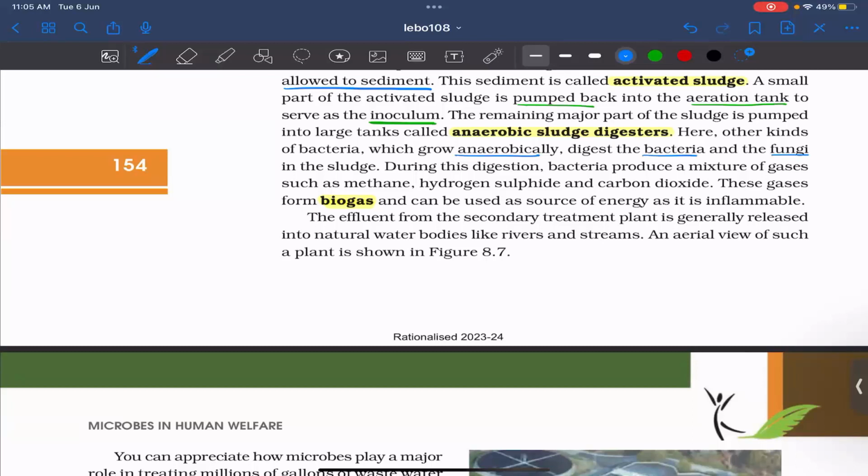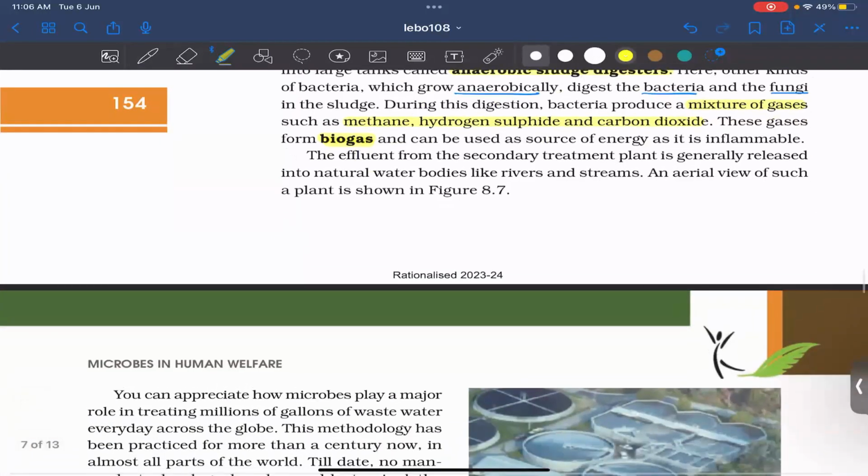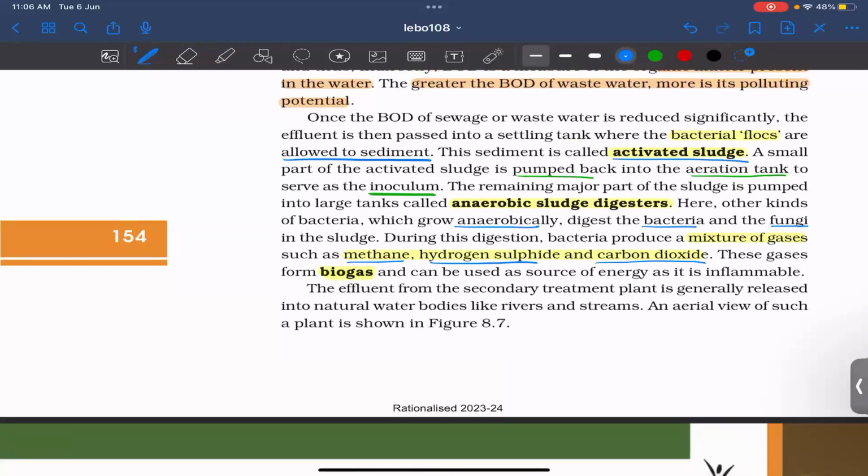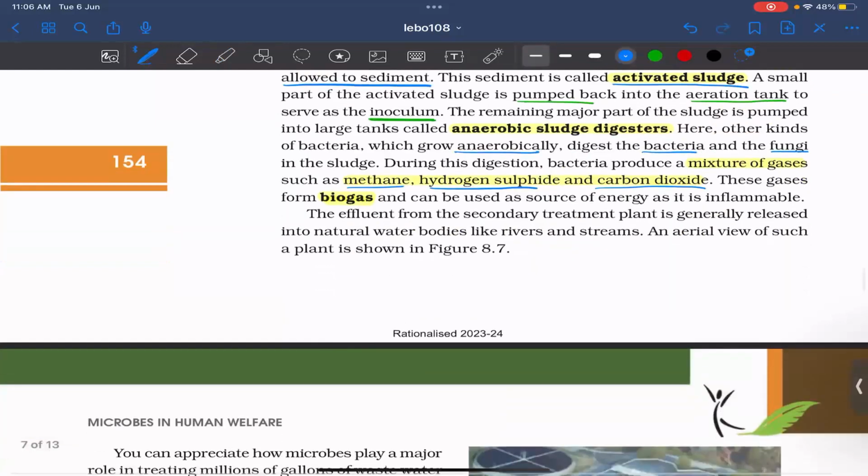This can be used as biogas since they produce a mixture of gases, which is methane, hydrogen sulfide and carbon dioxide, and can be used as a fuel. Here you need to remember the gases methane, hydrogen sulfide and carbon dioxide. And the word activated sludge is very important. Now the effluent formed after it is the secondary effluent, which is released into the rivers.